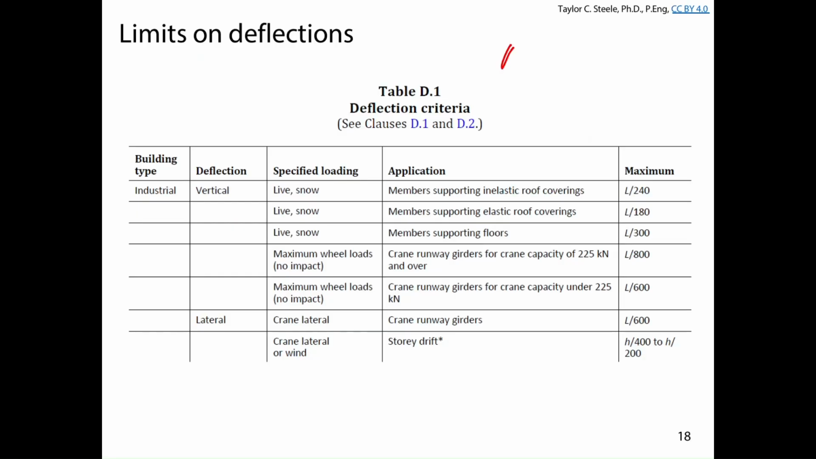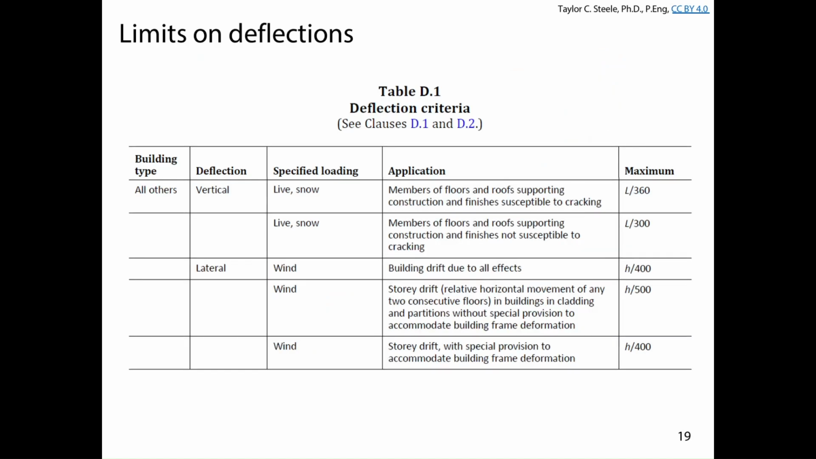Basically, we've got delta has to be less than or equal to L over some number. Oftentimes we'll just write this as L over delta has to be greater than or equal to whatever that number is. So in your future life, you might use these. For the most part, for your design projects, you're going to be focusing on these numbers because these are other types of structures, usually commercial buildings.